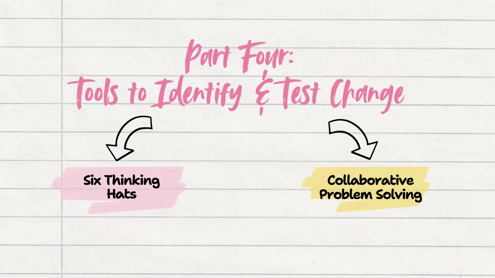So let's go on now to the second type of systems thinking tool, which is the tools to identify and test change within the healthcare system. After understanding how a system works, the next step is determining how we can improve it. Instead of asking what went wrong, the tools under this category encourage us to ask, how can we create meaningful change? In this part, we have the six thinking hats and collaborative problem solving.